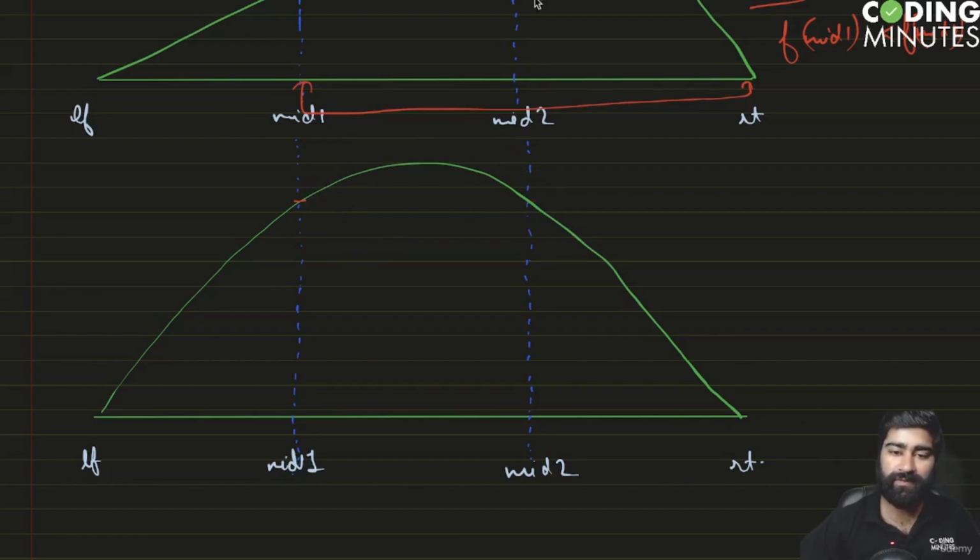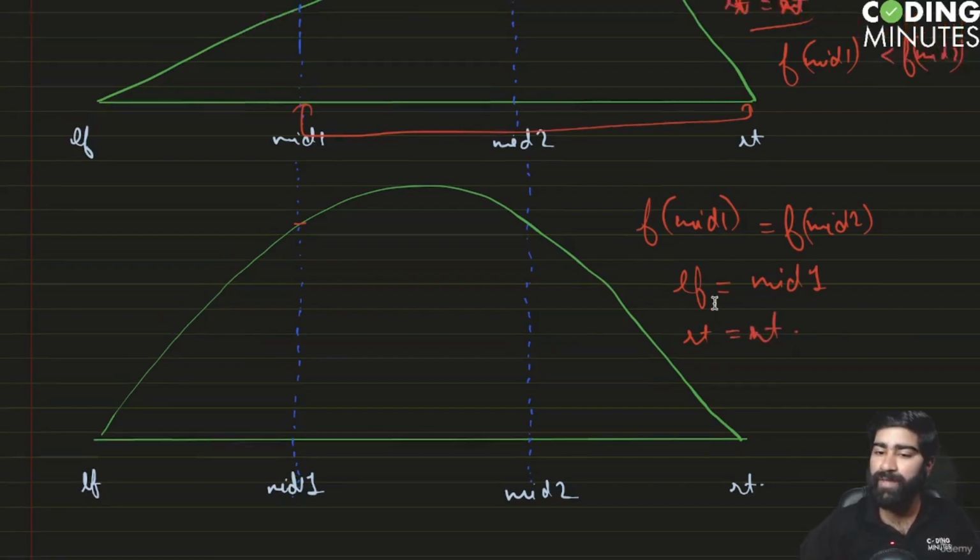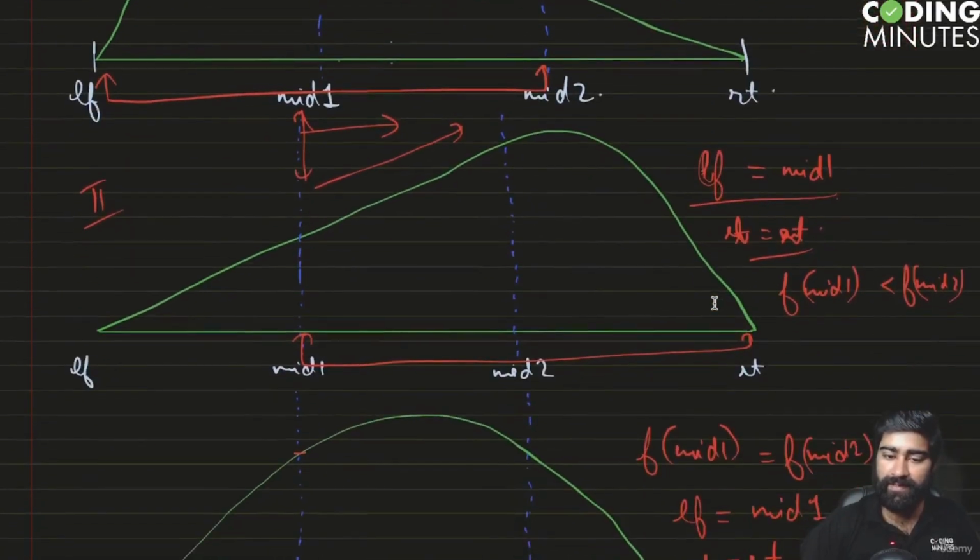So what we can do is, if f of mid 1 is equal to f of mid 2, then we can simply say, make left equal to mid 1 and leave right as it is, or you can also make right equal to mid 2. But let's leave right as it is. These are the three cases that I have got.